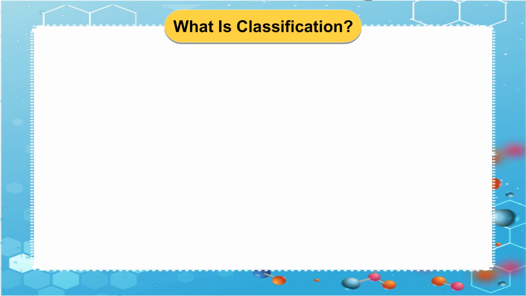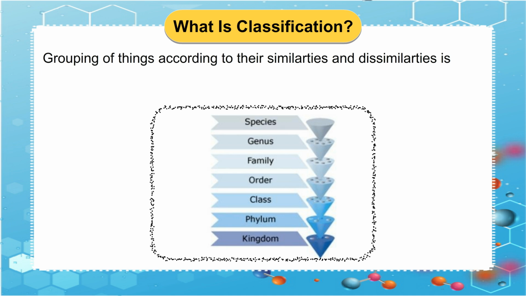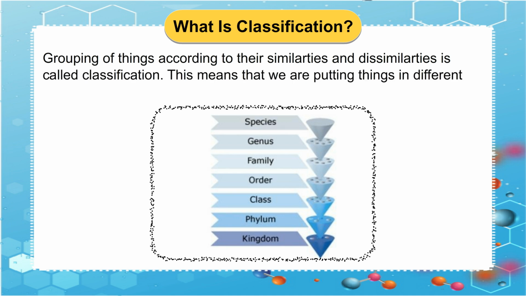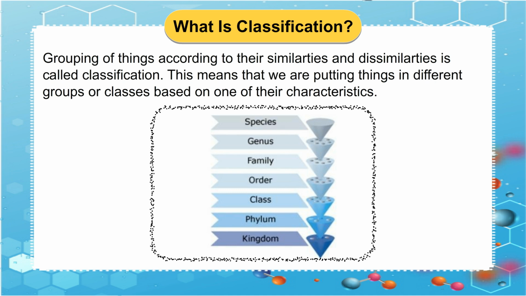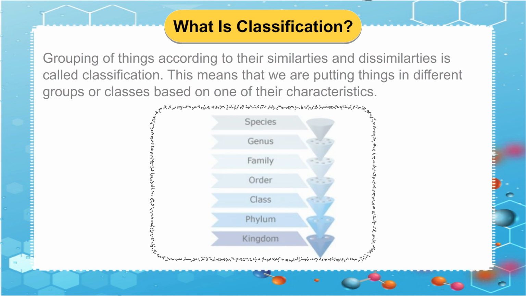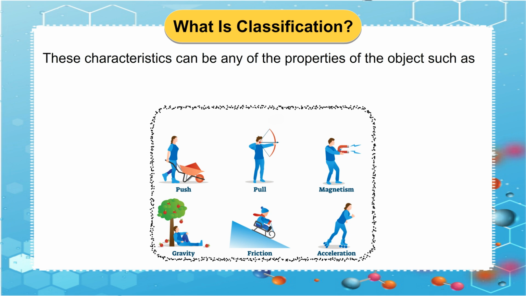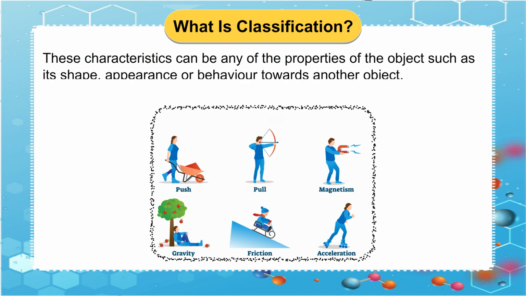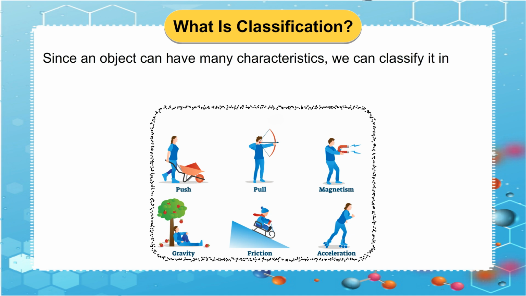What is classification? Grouping of things according to their similarities and dissimilarities is called classification. This means that we are putting things in different groups or classes based on one of their characteristics. These characteristics can be any of the properties of the object such as its shape, appearance, or behavior towards another object. Since an object can have many characteristics, we can classify it in different categories.